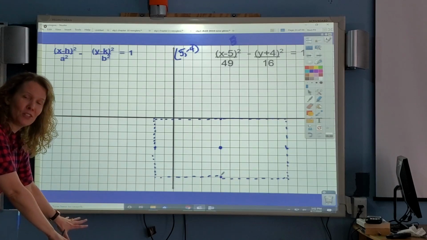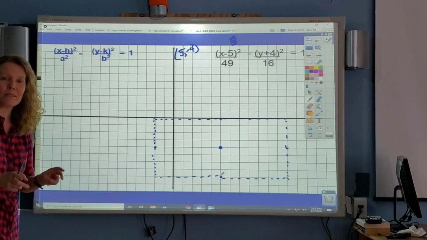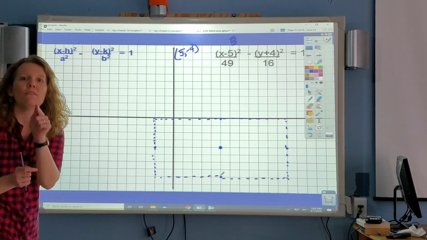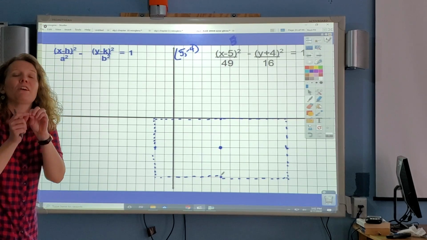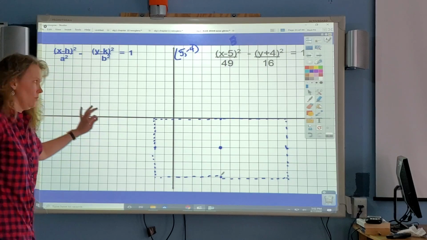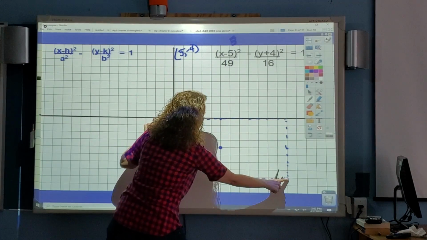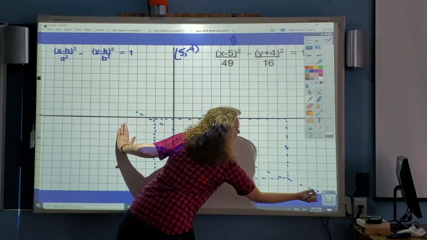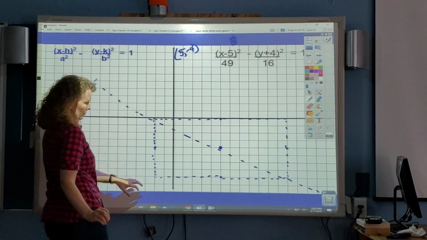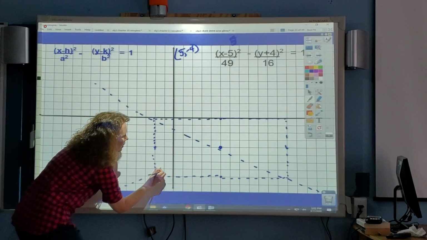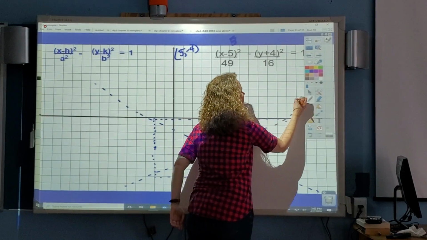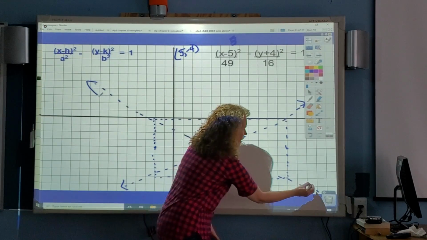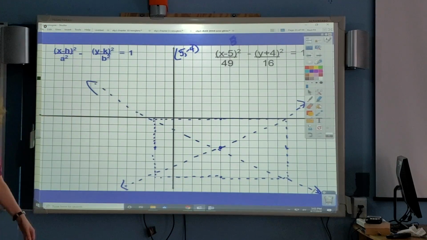The next thing you gotta do is draw the asymptotes. The asymptotes for this problem are the diagonals of the rectangle. And they've got to extend outside the rectangle, okay? So it'd be from here to here, right? Go through that point, though. Here it goes. This one, okay, arrows, because they keep going, you know that. Those are all the asymptotes.